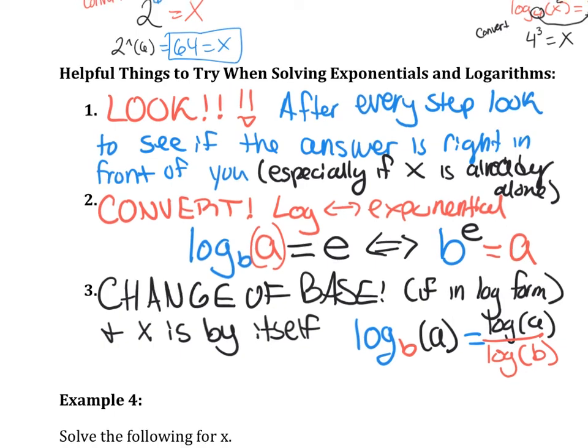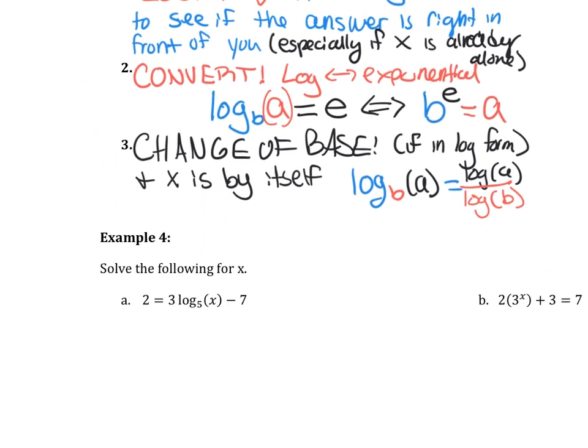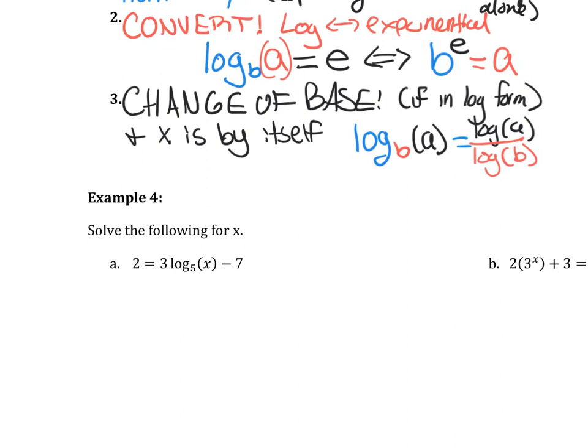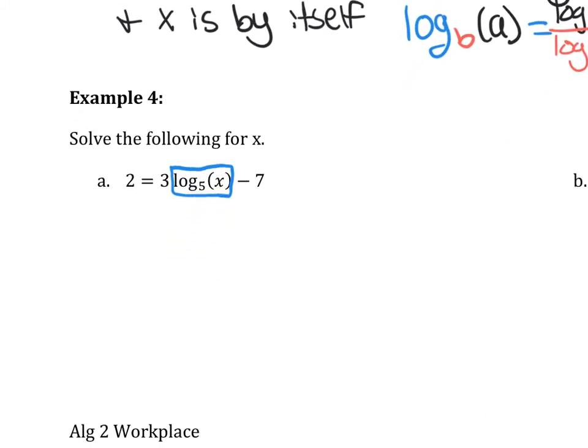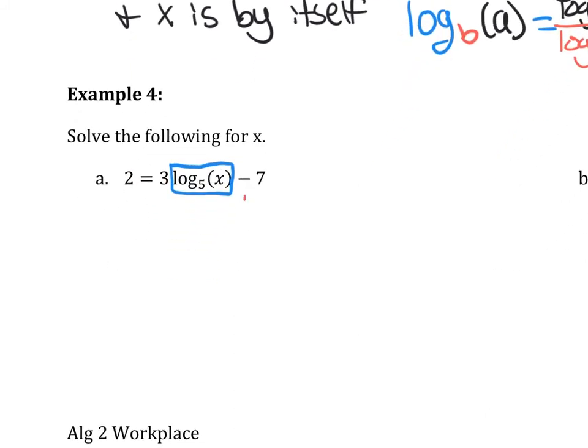Okay, so let's do another example. Example 4, again, we want to solve the following for x. Is our log by itself right now? No, so we need to get that by itself. So what should I do first? Add 7. So we'd have 9 equals 3 log base 5 of x.